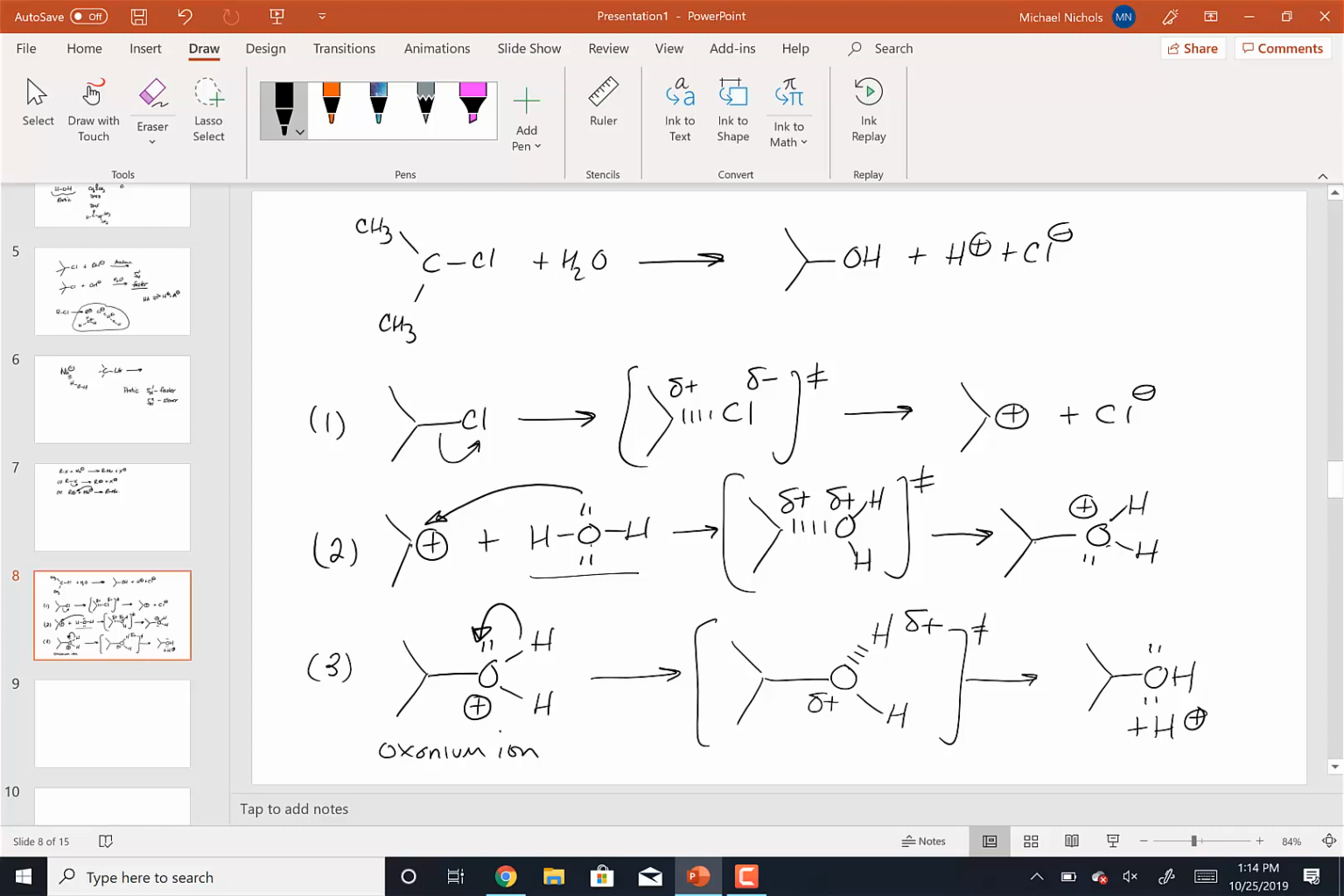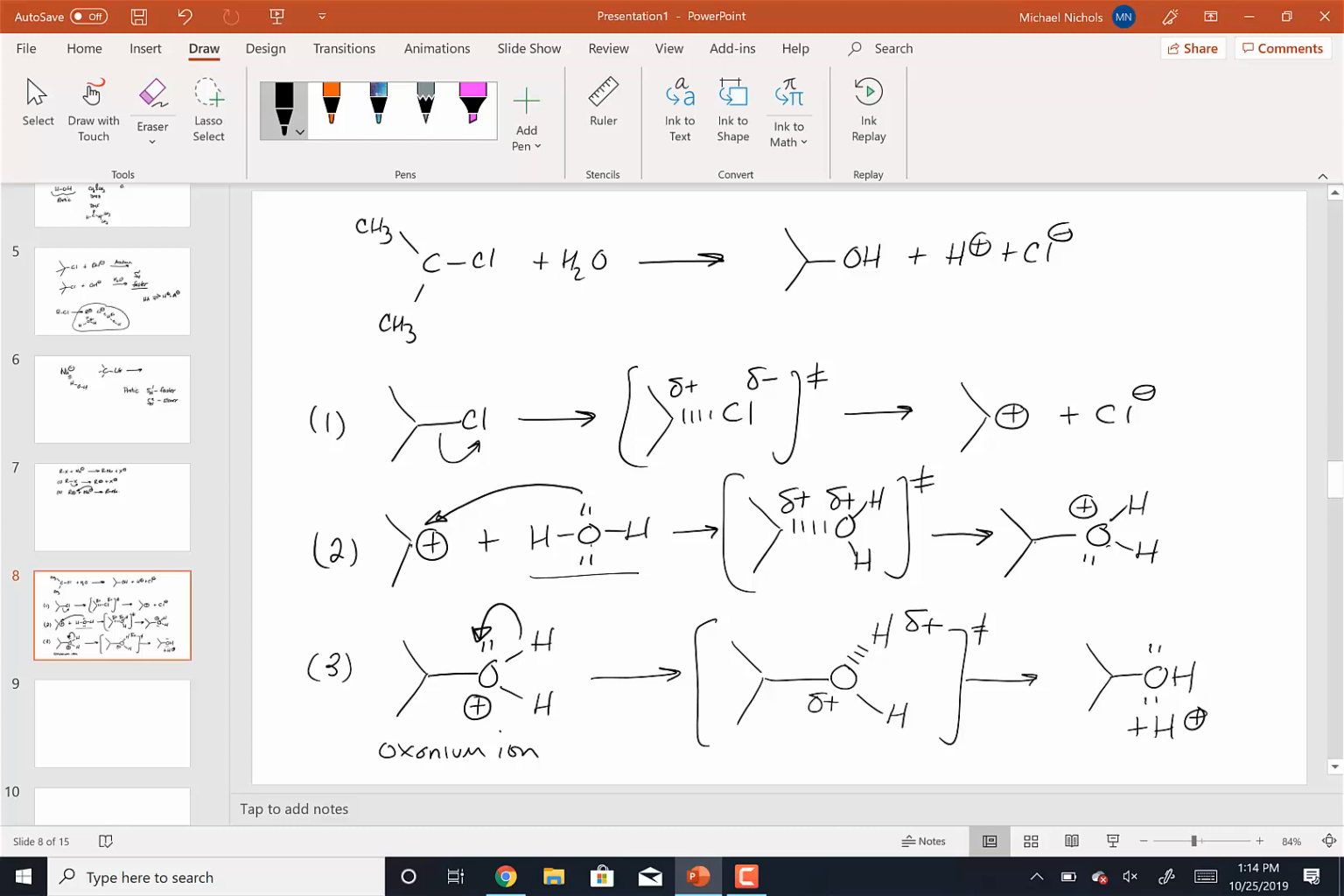I just feel like I'm unsure of how to approach the mechanism, and how to go through it. How do you know where to start? Well, what we need to do is know that we only have two mechanisms right now. We've got SN2 and SN1.